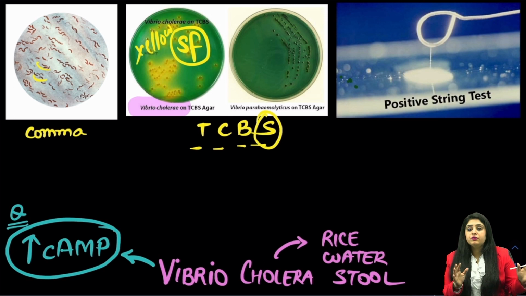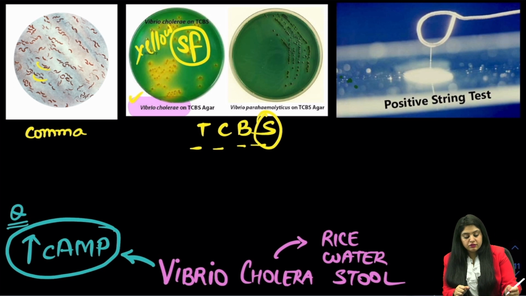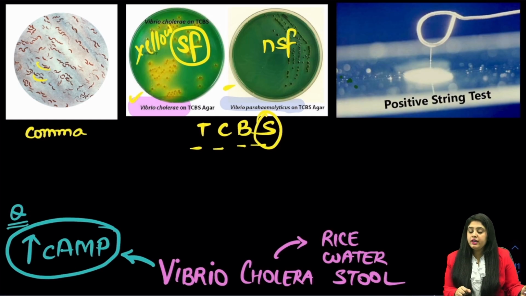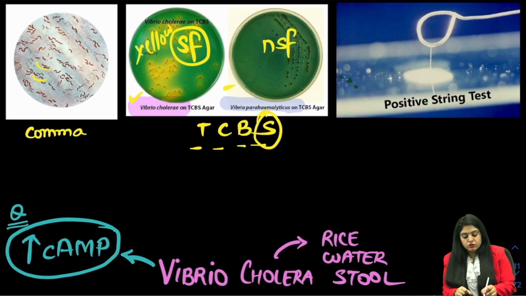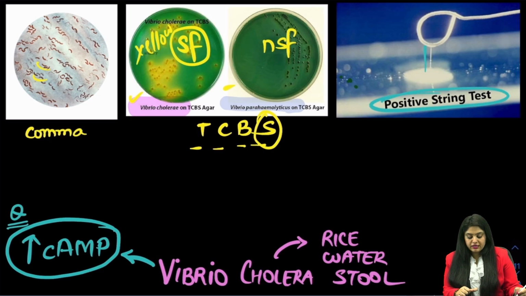Thiosulfate, citrate, bile salt, sucrose tells me sucrose fermentation, and Vibrio cholera is a sucrose fermenter, whereas Vibrio parahemolyticus is not a sucrose fermenter. So here there was no yellow color because there is no sucrose fermentation, right? Finally, Vibrio cholera shows you a positive string test. That is what you see over here. So you have a positive string test.